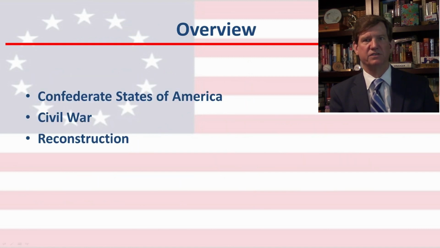There are three parts to this lecture: the Confederate States of America, the Civil War, and finally Reconstruction. Looking at how the Confederate States of America started a war in defense of slavery, to defend their right to own slaves. It ended with the United States of America taking away that right, abolishing slavery, and establishing the principle that all people born in the United States are free citizens of the United States.